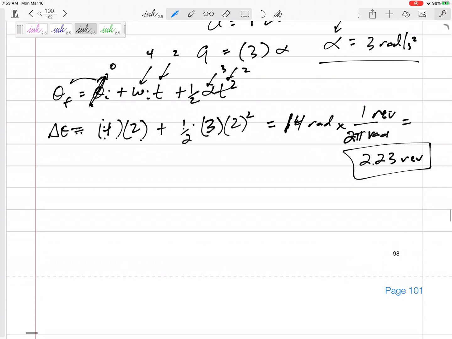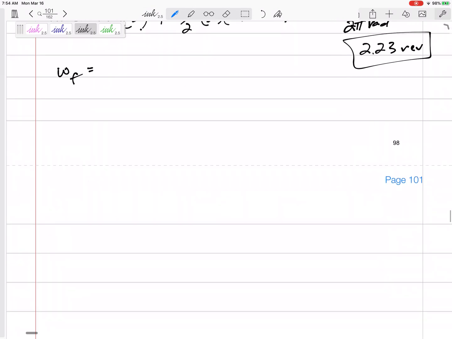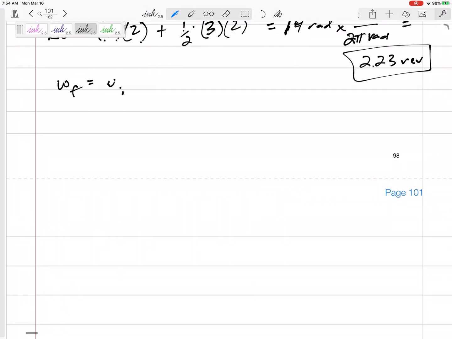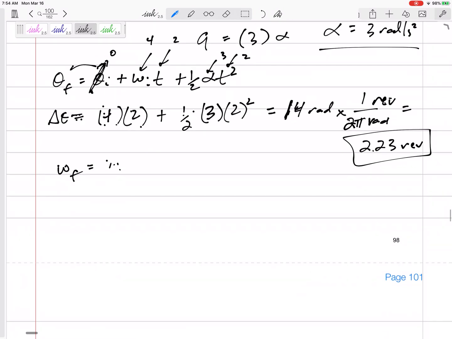How could I find that? Well, the previous equation doesn't have final angular velocity, but one of those other constant acceleration equations might have the final angular velocity. How about this one? Omega final equals omega initial plus alpha t. Omega initial. Okay. I'm having trouble here.